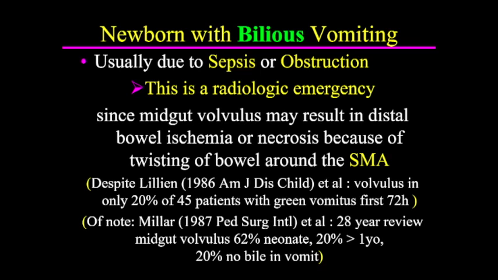This is despite the fact that Lillian et al. noted volvulus as the cause of only 20% of cases of green vomitus in the first 72 hours of life. And Millar, in a 28-year review, also an old paper, saw midgut volvulus in 62% of neonates, and 20% of those greater than 1 year, so you still have to worry about it. 20% had no bile in their vomitus.